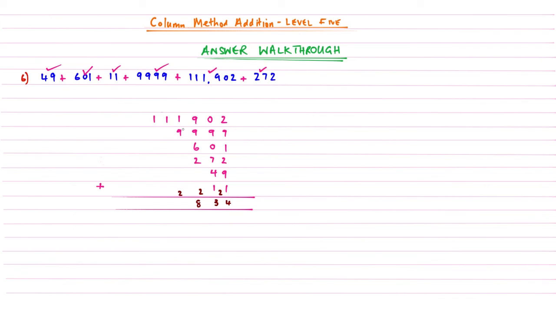Now on the thousands column, we have 1 plus 9 is 10, add the 2, so that gives me a 12. And then we're in this column now, so 1 add 1 is 2, and then the final one there is a 1. And so finally, the answer for question 6 is 122,834. And then I think this example serves as a nice demonstration of how complicated you can make these additions when you're using column method addition.